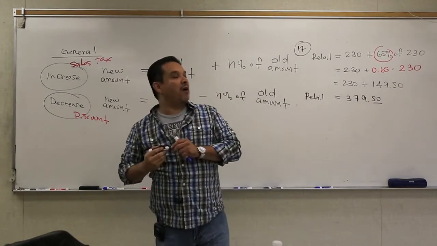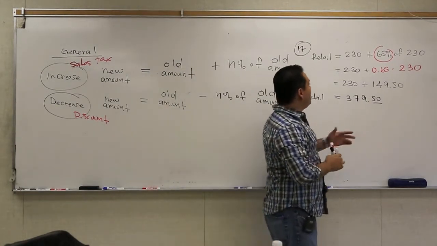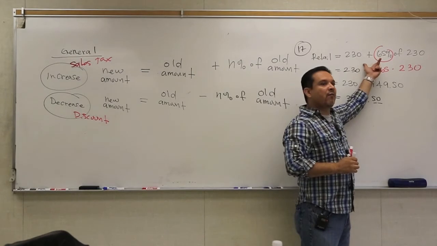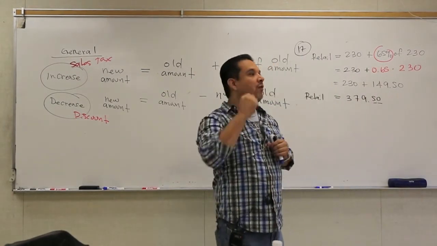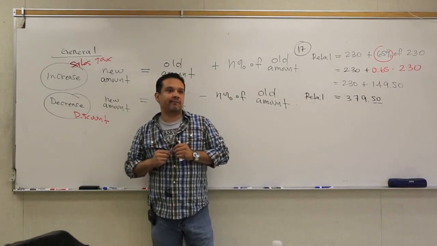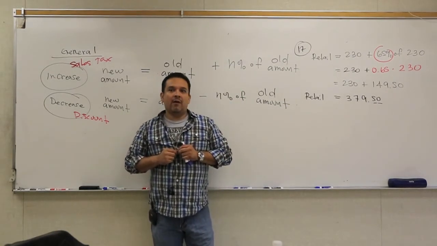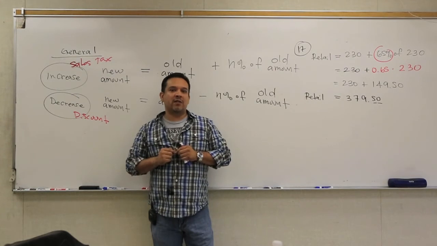So the retail, or what he sells this for, this is number 17. He's selling it for $379.50, and that's after a 65% what? Markup. That's how stores work. So the retail price.